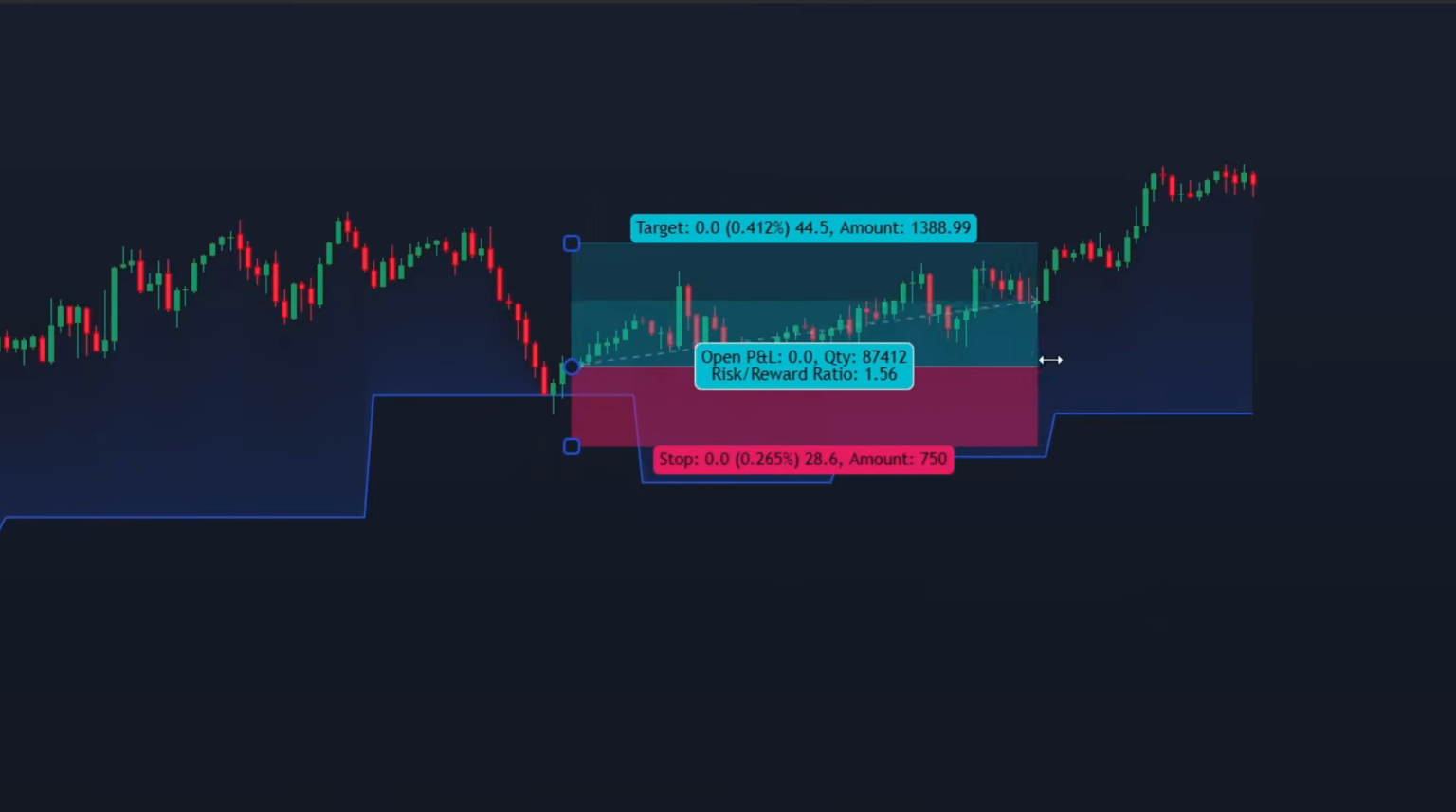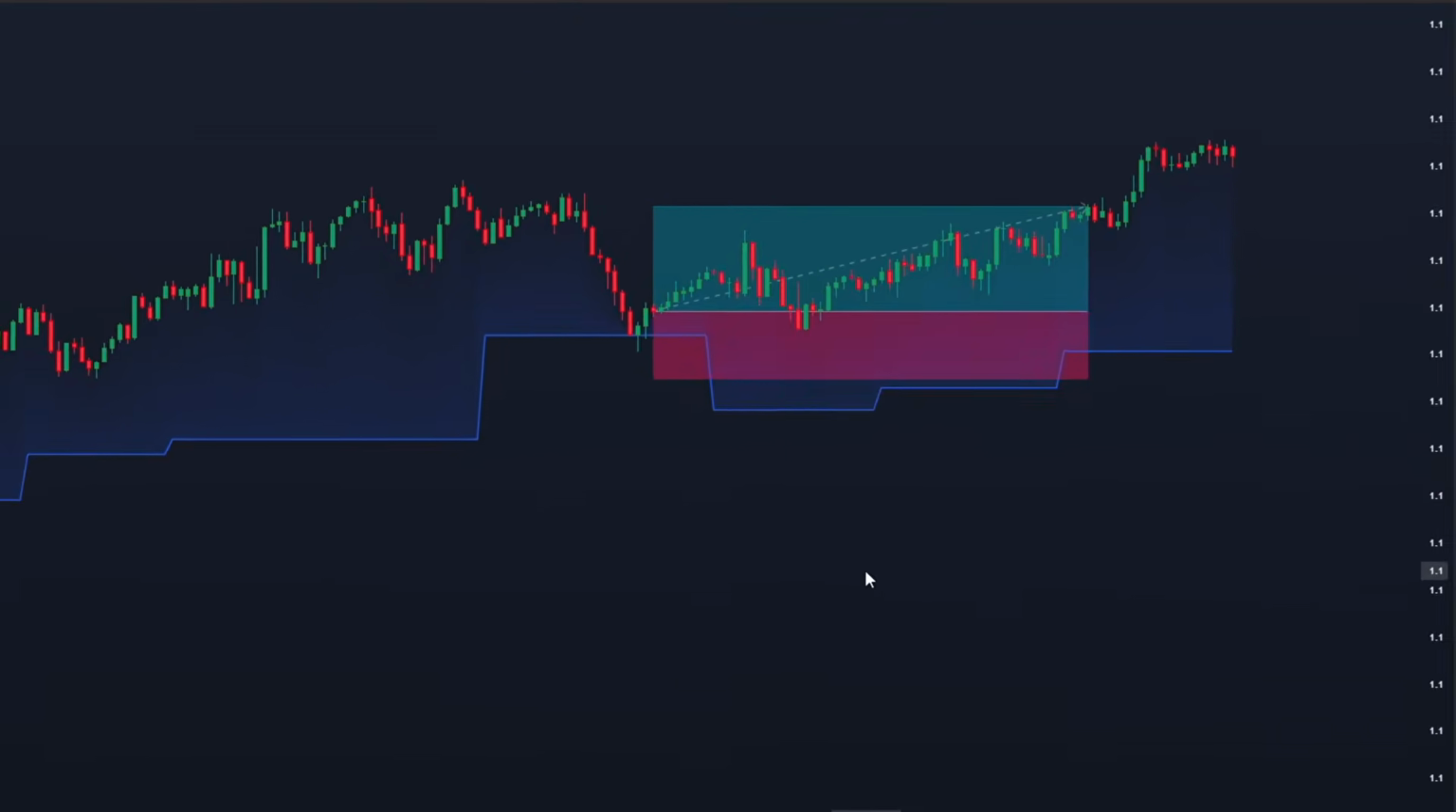If you enter on a retest of the pivot trend line and price closes clearly on the other side of that line, the setup is invalid.